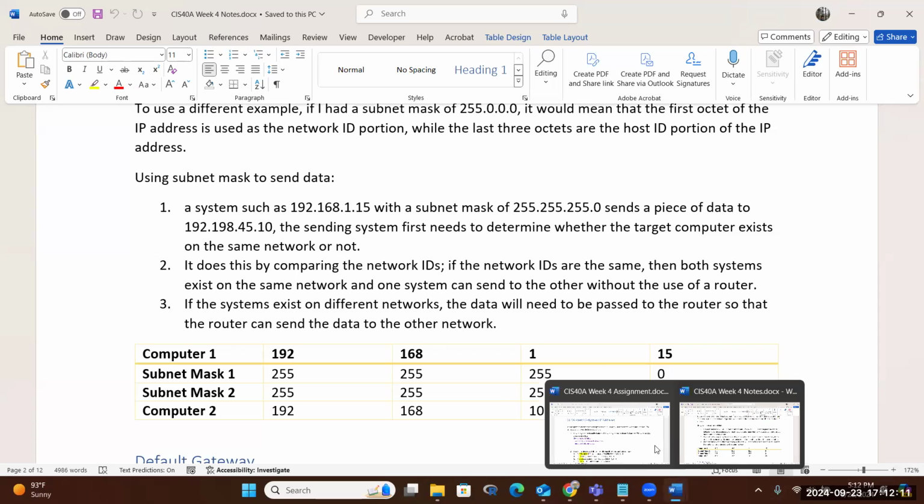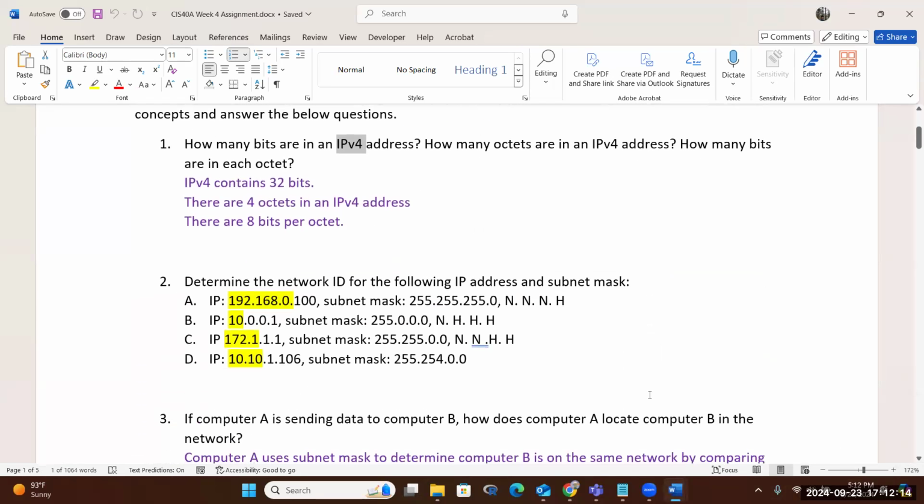Now let's take a look at number 2. We'll go through each one. For number 2, it asks you to determine which octet of the IP address is the network ID, given the subnet mask. The first question is very similar to the example that we saw in the notes. So for A, we have an IP of 192.168.0.100. And when we look at the subnet mask, this is a class C address.